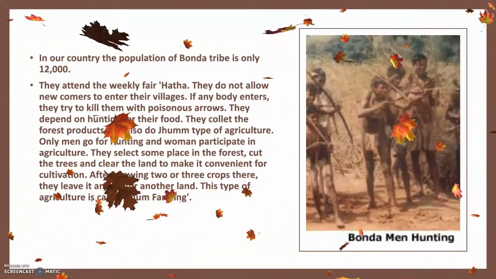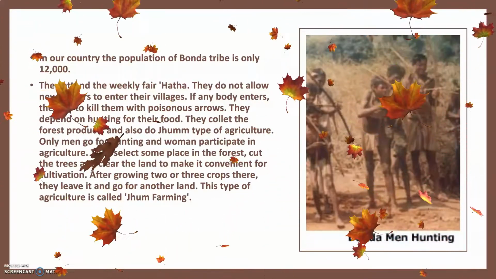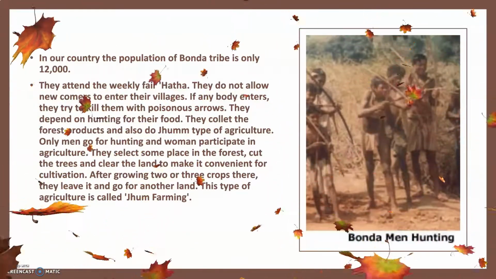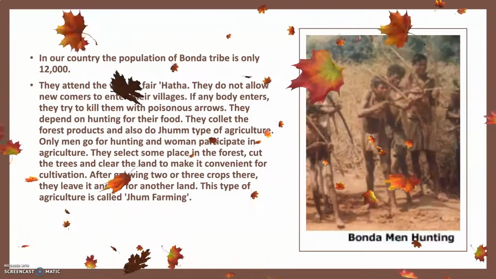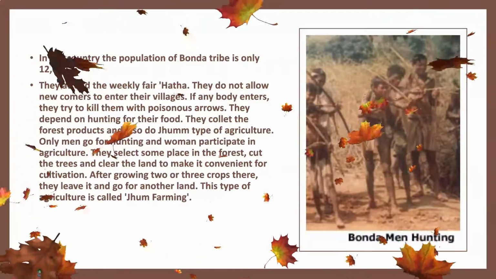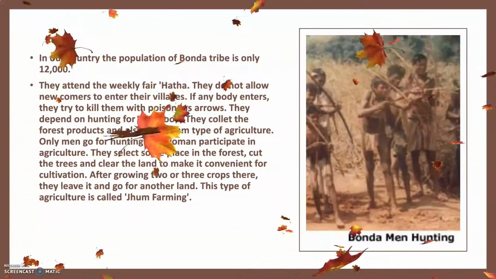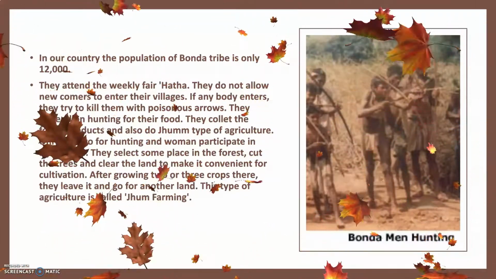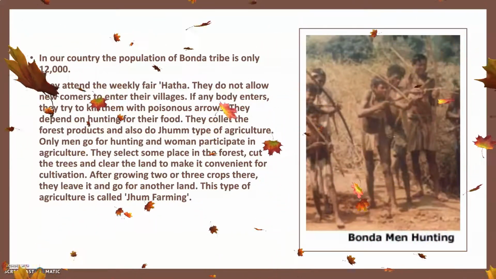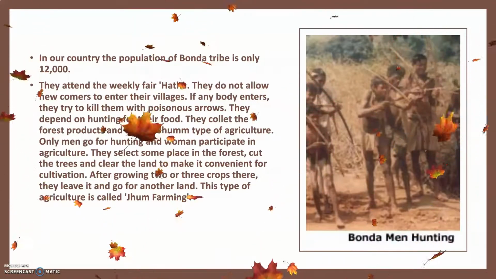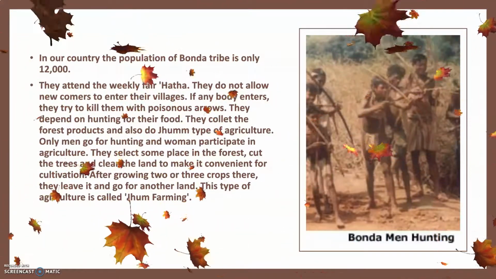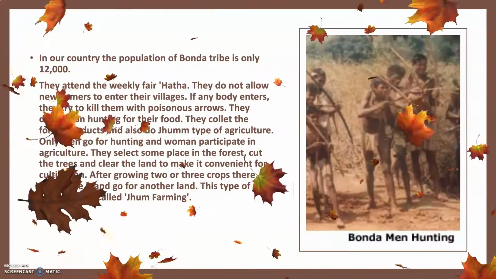My dear children, if any person from outside comes, they try to kill them with poisonous arrows. Then you might have a doubt about how these people live. They live by hunting wild animals, and they also collect some forest products like honey and forest tubers. Of course, they also do zoom cultivation. And now we see what zoom cultivation is.